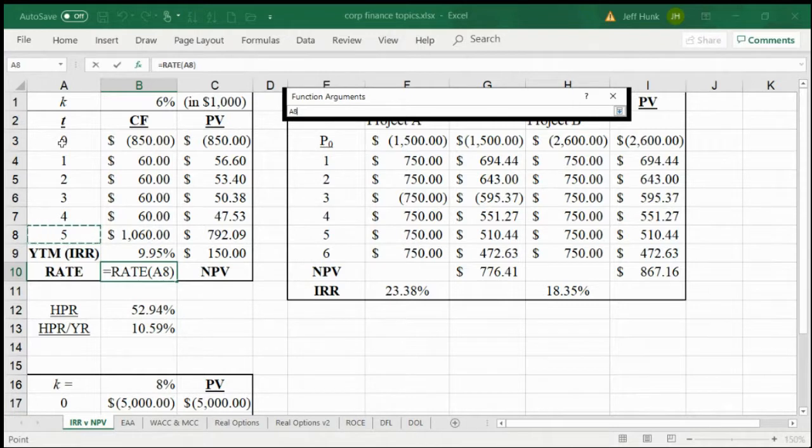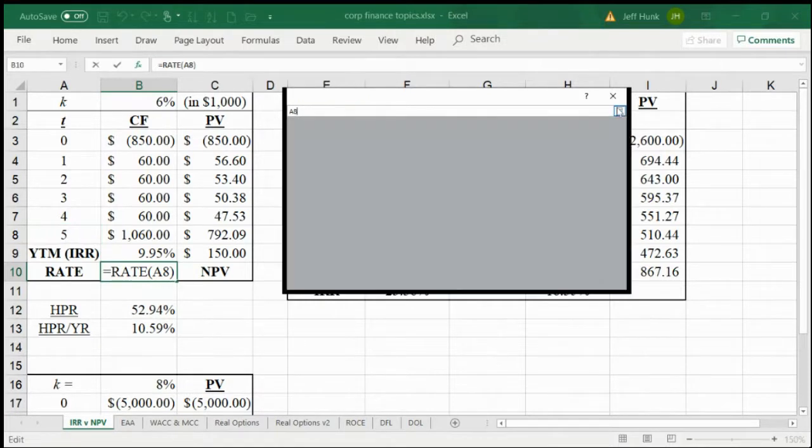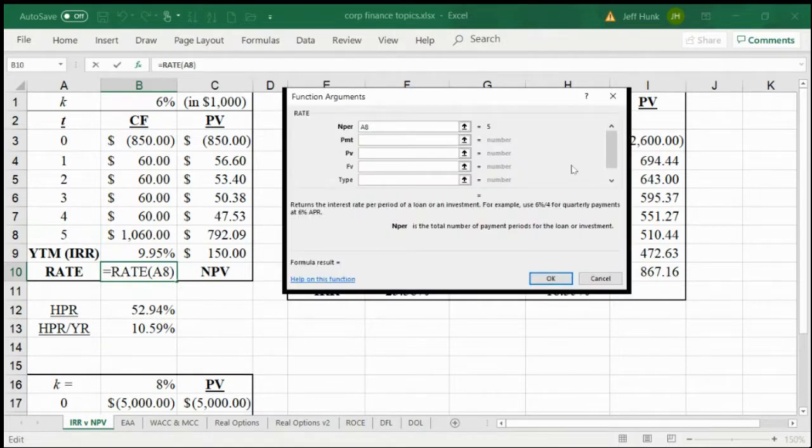0 is the beginning, right? Beginning of year 1. 1 is the end of year 1 or beginning of year 2. So that means 5 is the end of year 5, right? Or the beginning of year 6, but we don't have year 6. So it's only 5 years, right? So the total number of periods is 5. So you enter that.